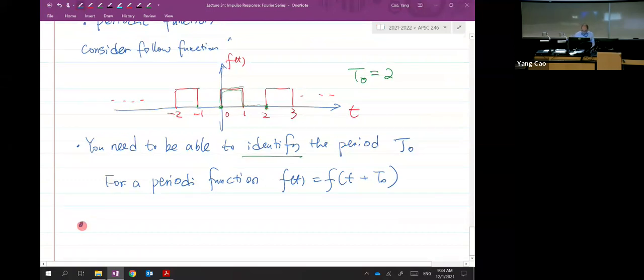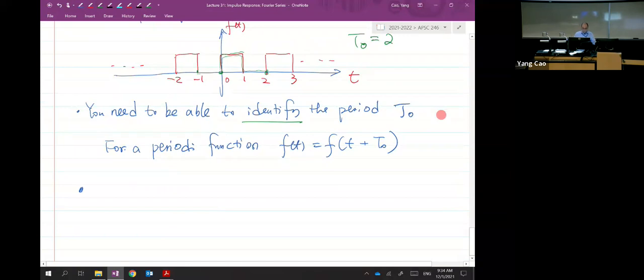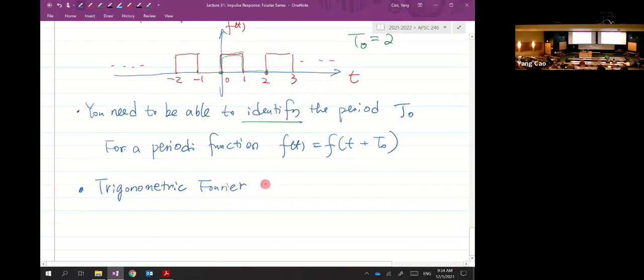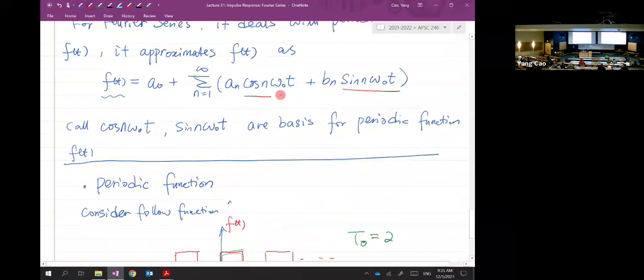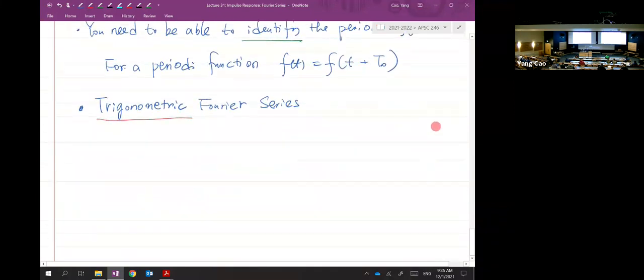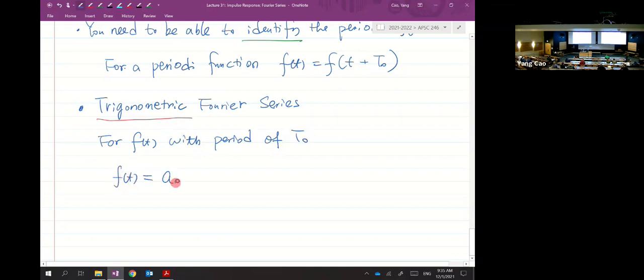Once you identify the period, the next step is that we can actually get down to the calculation for the Fourier series. The first type we're going to call the trigonometric format of a Fourier series, the trigonometric Fourier series. The word sort of explains itself. Trigonometric, basically, is what we're going to get. You look at this, it's all about trigonometric functions. So here's the formal definition of a trigonometric Fourier series. For f of t with a period of t naught, f of t equals, so basically I'm rewriting that equation.